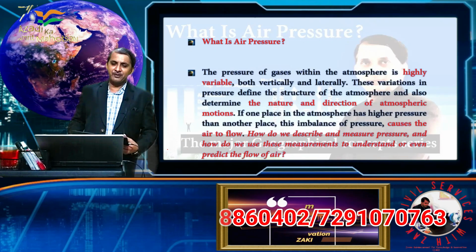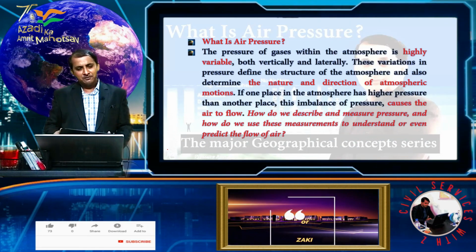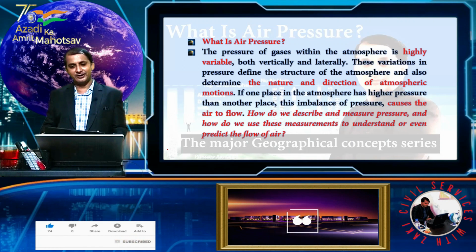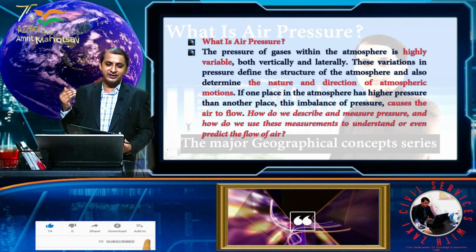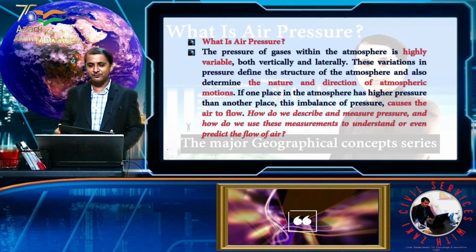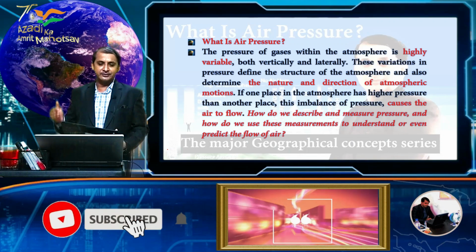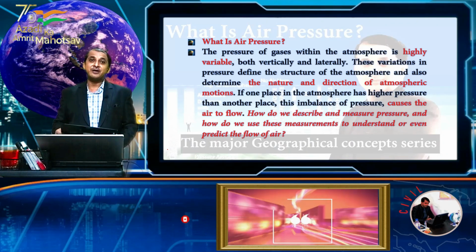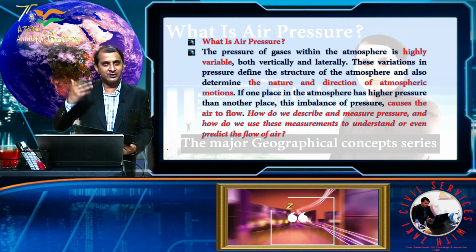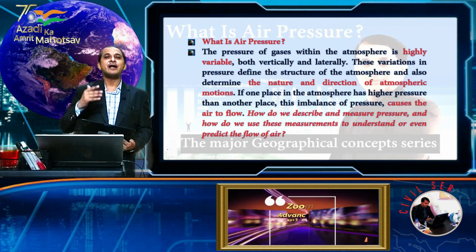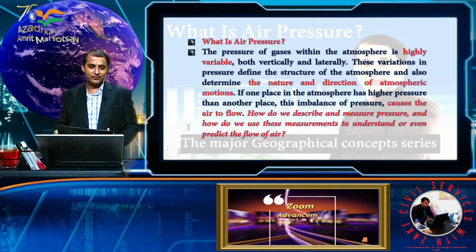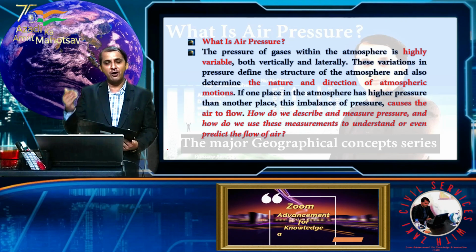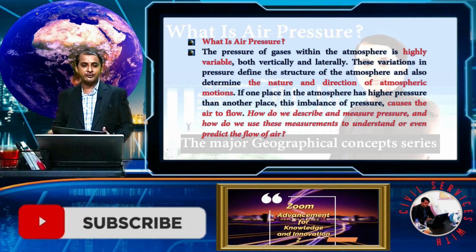If you see the pressure of gases within the atmosphere, these gases are highly variable both vertically and laterally. These variations in the pressure define the structure of the atmosphere and also determine the nature and direction of the atmospheric motions. Basically, your weather pattern, weather phenomenon, is directly related to atmospheric circulation and atmospheric motion. That's why air pressure is a very important topic in geography, basically in climatology.